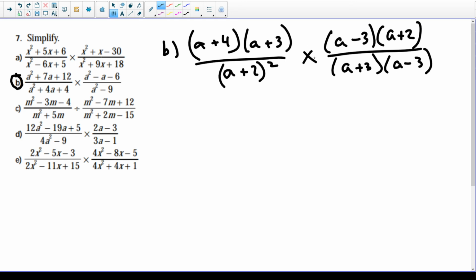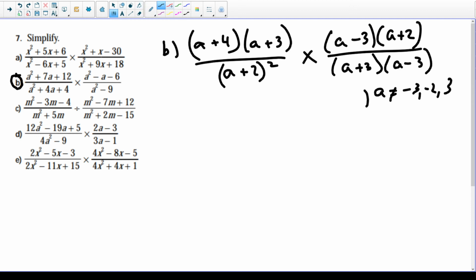So we don't have to worry about the division because there is no division between them. It's a multiplication here. Our restrictions, and I'm just going to write them here. A can't be equal to, if I want to list them in order, it would be -3, -2, and 3. So the -3 came from a plus 3. The -2 came from a plus 2, and the positive 3 came from a minus 3.